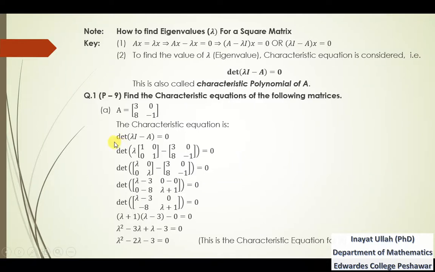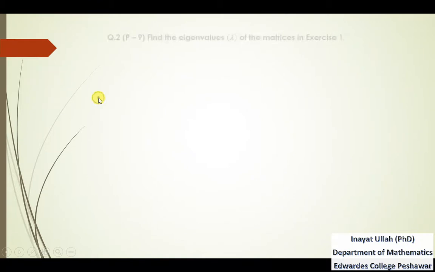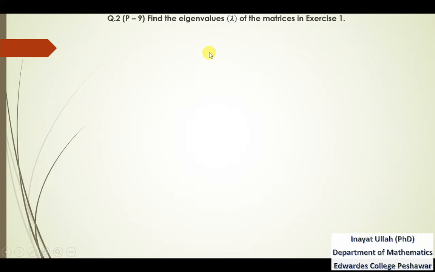That is, this is the characteristic equation: determinant of lambda I minus A is equal to 0. So that is your question number 1. And now question number 2, find the eigenvalues of the matrices in exercise 1.